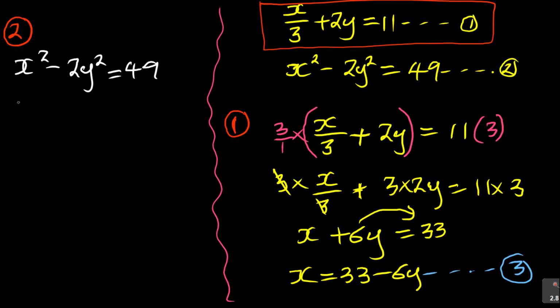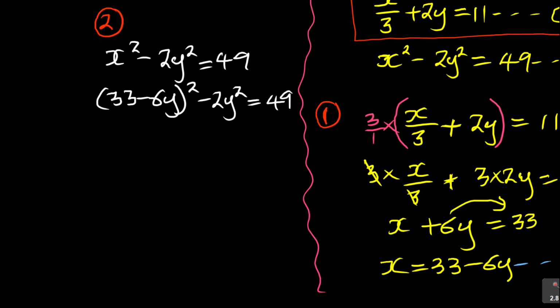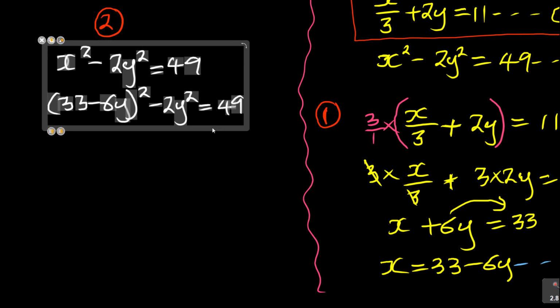What is my x? Bracket, that is x squared. So you say (33 minus 6y) squared, remember that, minus 2y squared is equal to 49. Just do that and make sure that this thing is nicely done like this, and you won't have problems there.